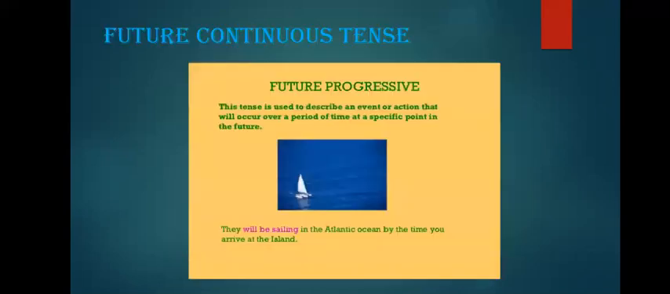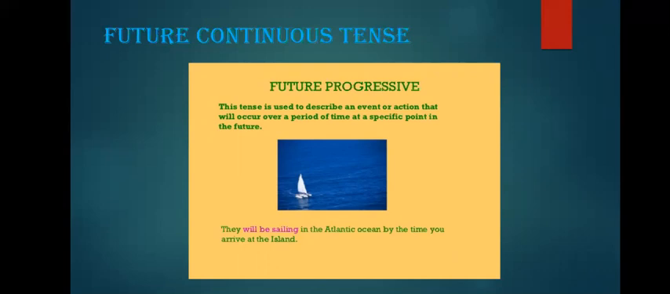Okay. Future progressive. Now, future progressive is basically future continuous tense. It is also mentioned over here. This tense is used to describe an event or action that will occur over a period of time at a specific point in the future. So, actually, future tense means you're talking about something that is yet to happen, the thing which is yet to take place in the future time period. Over here, this tense is used to describe an event or an action that will occur at a particular point of time, but that is connected with the future.